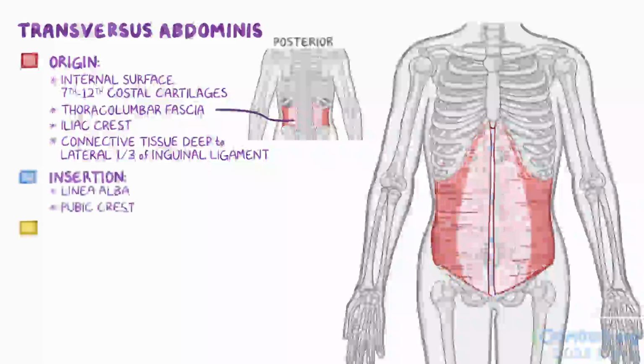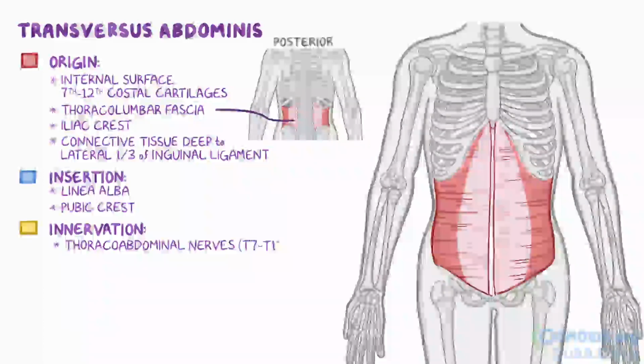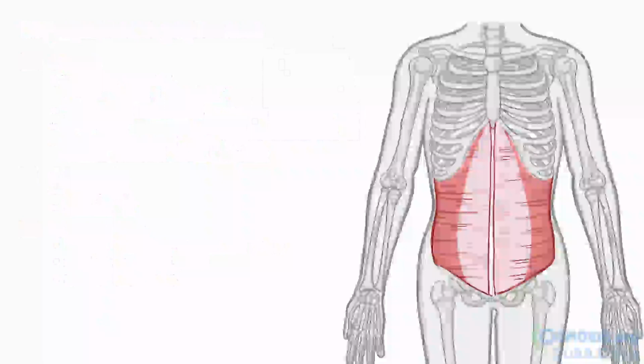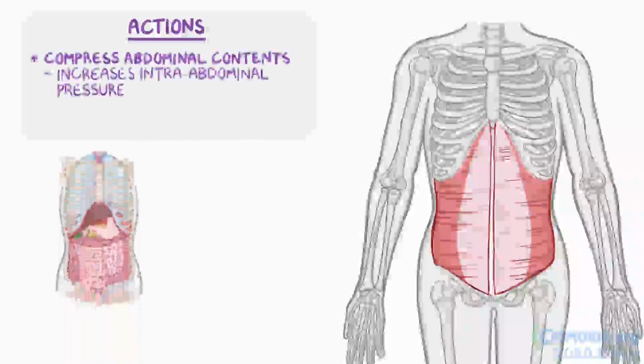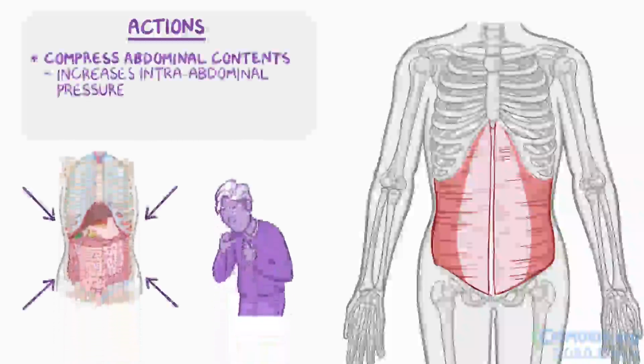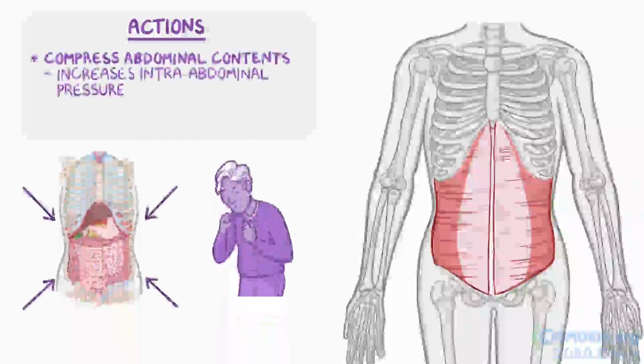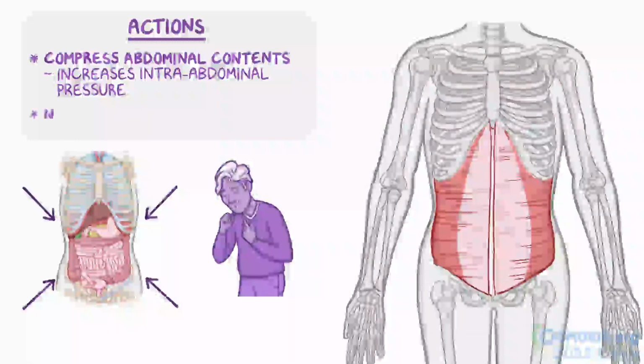It also has the same innervation as the internal oblique: the thoracoabdominal nerves, subcostal nerve, and the nerves from the L1 anterior ramus. And similar to both oblique muscles, the transversus abdominis helps to compress the abdominal contents in order to increase intra-abdominal pressure, which is helpful during forced expiration, defecation, and labor. Unlike the obliques, though, it doesn't play a role in trunk movement.